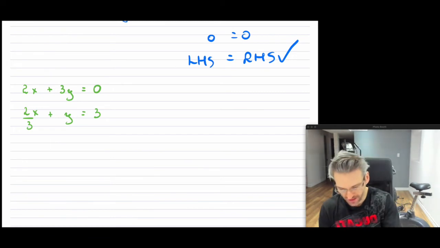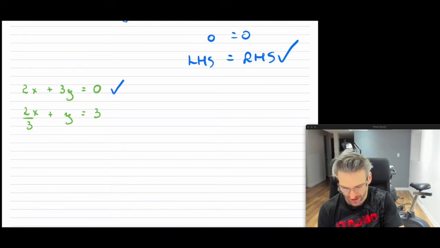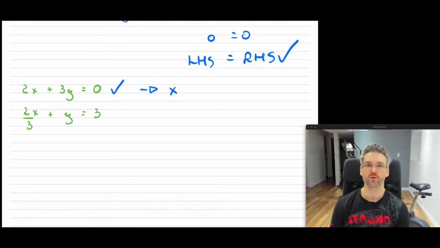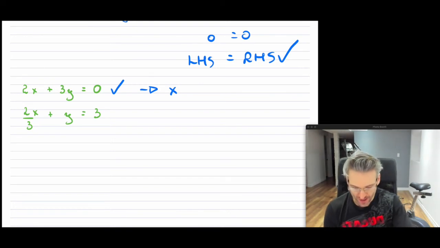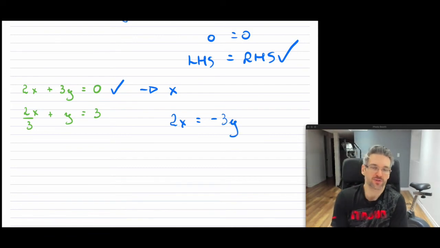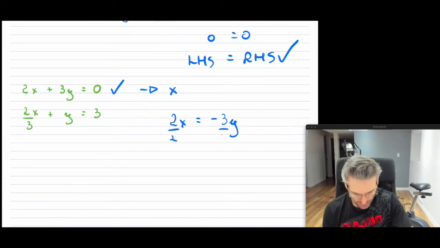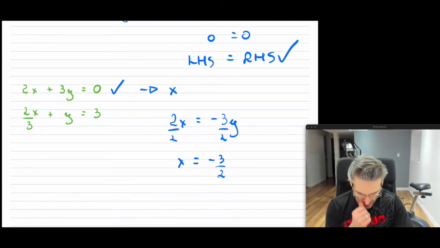I'm going to pick, you know what, I'll pick the first one. And I'll isolate it for x, because we've always done y. I just want to show you it doesn't matter. So if I isolate this for x, I'm going to get 2x, and I'm going to bring that 3y over to the other side, so it's going to be negative 3y plus 0, which is still negative 3y. Now, dividing by 2, I get x is equal to negative 3 over 2y.